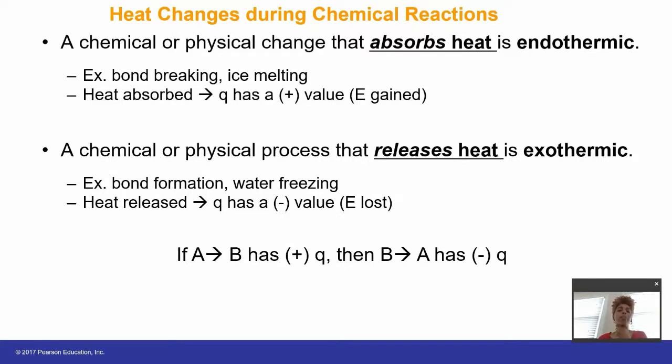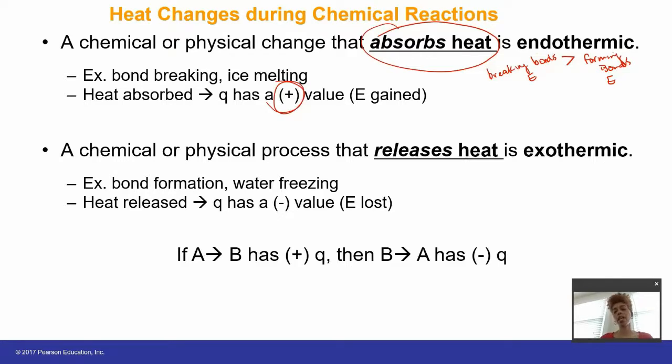So a chemical reaction in which the overall difference between breaking and making bonds is that we absorb more heat than what is let out, we have an endothermic reaction, right? So here that means that breaking bonds energy is greater than forming bonds, right? And that's endothermic. And for this, we'll say that energy has a positive value and energy is gained.